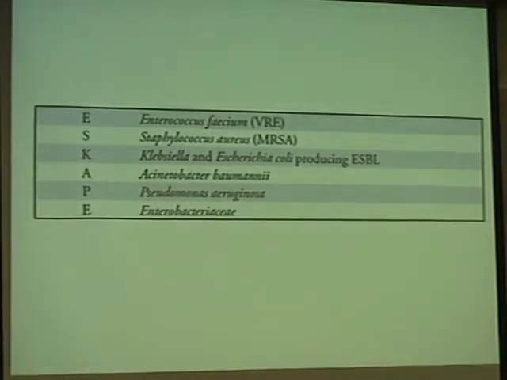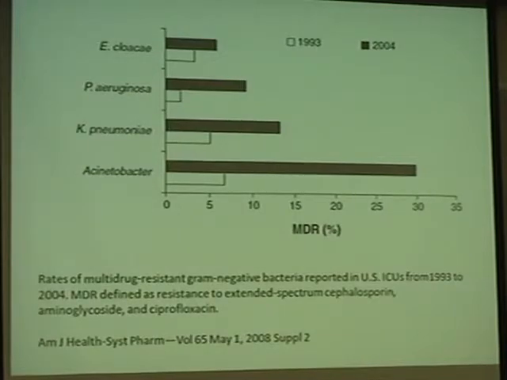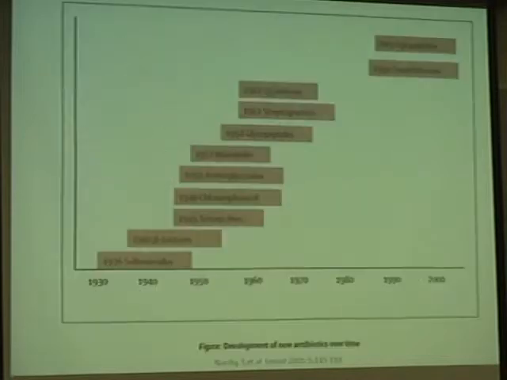This is just an acronym of our resistant microorganisms that we're pretty much facing today. The first two are our gram-positives, but the bottom four are going to be the ones I talk about today, and those are our gram-negatives. So, Enterobacter cloacae, the resistance pattern from 1993 to 2004 in our U.S. ICUs is almost doubled. Pseudomonas has taken a 5-fold increase. Pneumo has taken about a 2.5-fold increase, and Acinetobacter about a 4-fold increase during that time span, about 11 years. So we're facing an increased resistance.